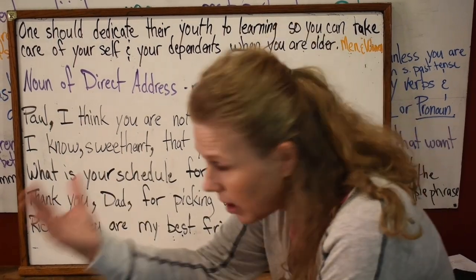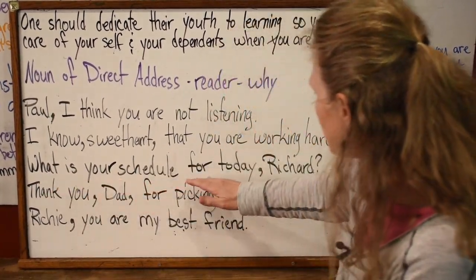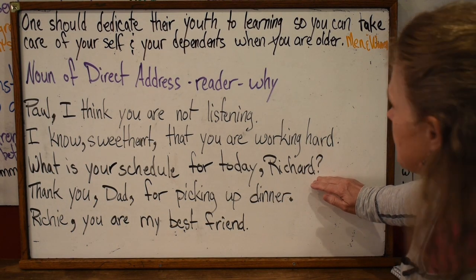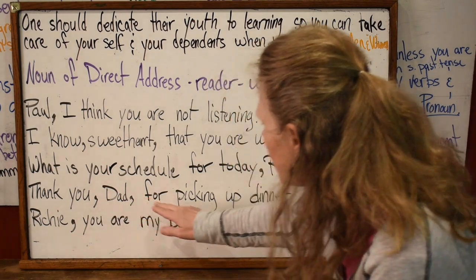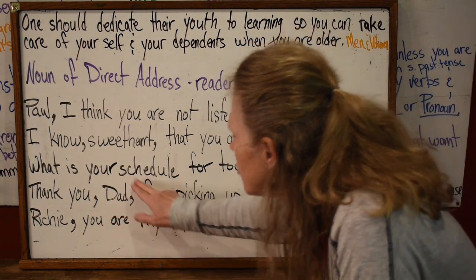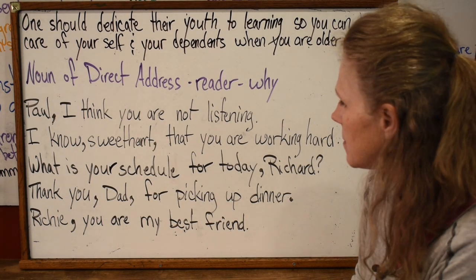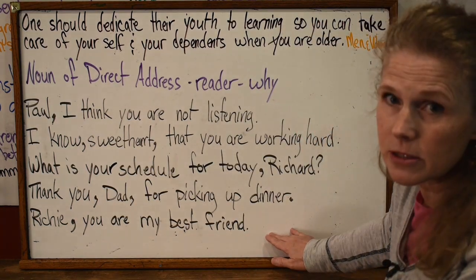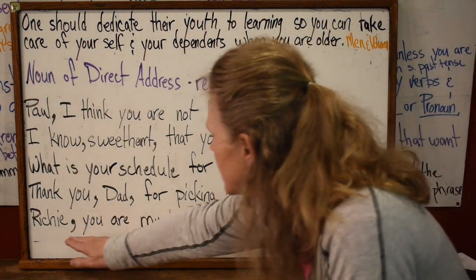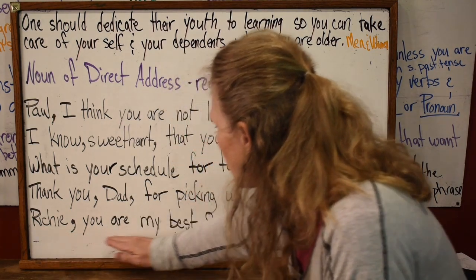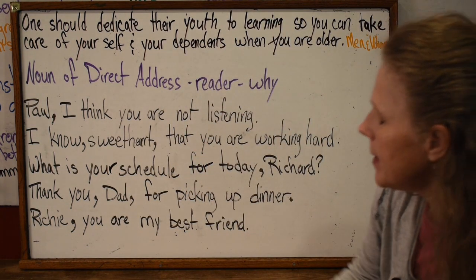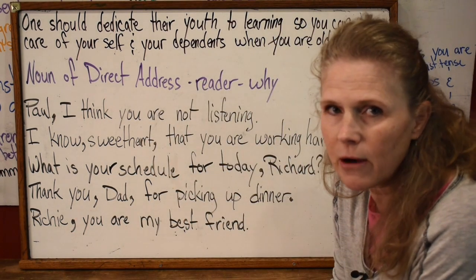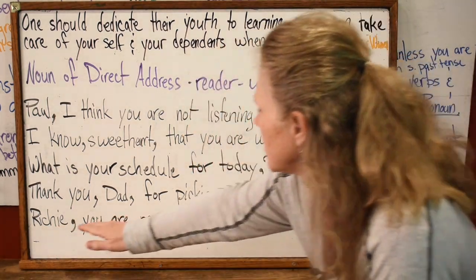I know, sweetheart. What is your schedule for the day, comma, Richard? See how I'm directly addressing Richard. Thank you, comma, Dad, comma, for picking up dinner. This is what you do if it's in the middle of a sentence. At the beginning, Richie, you are my best friend. Dad actually said that to me a couple days ago. Richie, you are my best friend. I said it back. Now, remember, comma after your noun with the direct address.